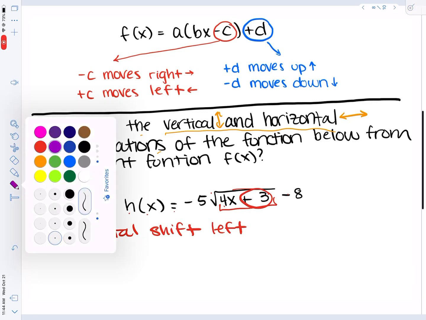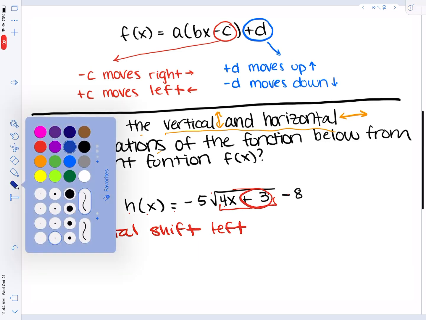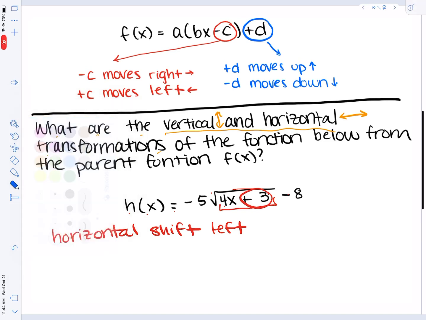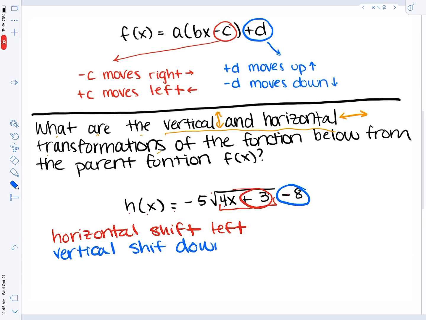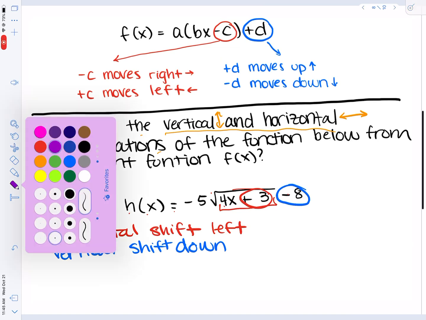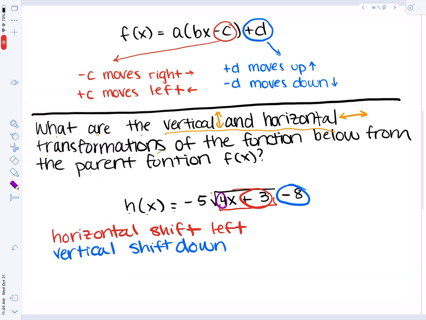And then I'm looking for my d value. What's my d value? Negative 8. So the negative 8 moves down. Very good. Vertical shift down. And so this 4 and this negative 5 are not important today. We're not touching those today. We're learning about them tomorrow. But remember, we're only dealing with h and k.